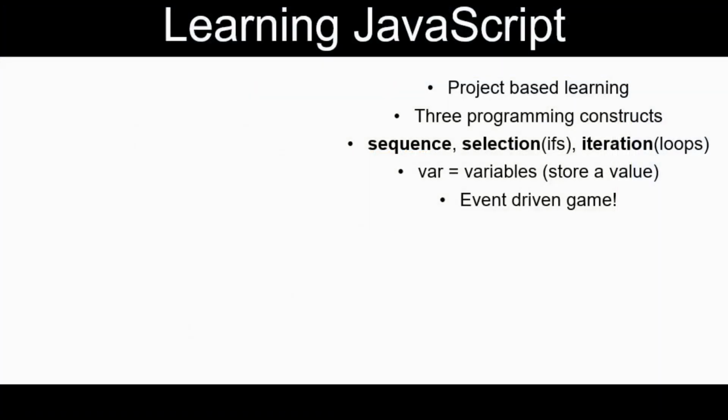So let's get started with learning JavaScript. This is going to be project-based learning, but you are, as we go through this series, going to be learning the 3 programming constructs, which remember are sequence, selection, which are if statements, and loops, iteration. You're going to be using variables. A variable is something that stores a value, and it's going to be an event-driven game.